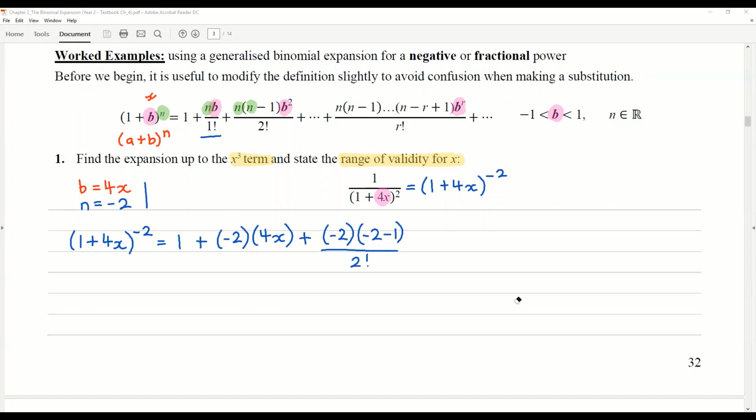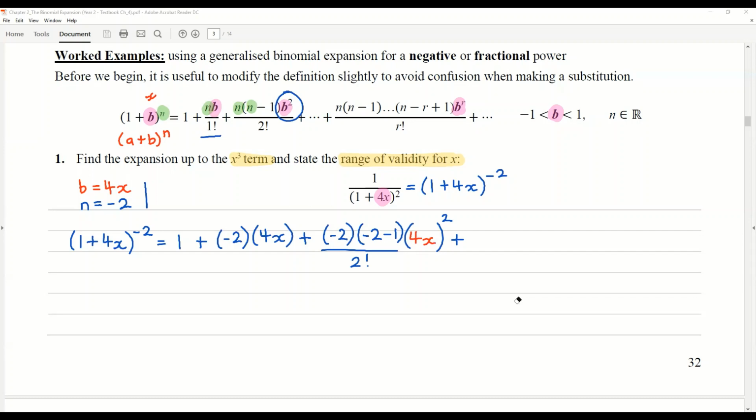And this is where I need to be careful. My b is being squared here. Remember b is 4x. So whatever my b is needs to be squared. I'm going to put it in red. b squared, 4x all squared. Please be careful with that. Very common error in the binomial expansion. So that's going to be our x squared term.